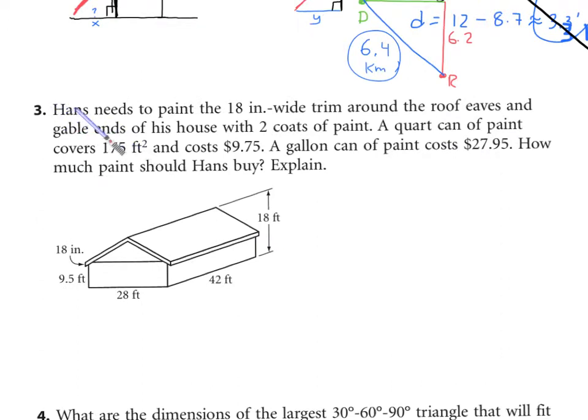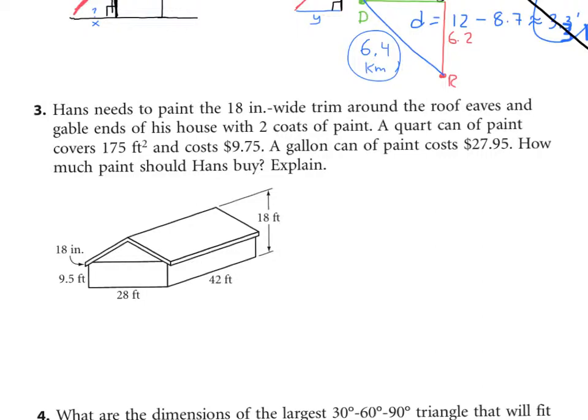Hans needs to paint the 18-inch wide trim around the roof eaves and the gable ends of the house with 2 coats of paint. So whatever we're going to do, we're going to double. A quart of paint covers 175 square feet and costs nearly $10. A gallon of paint costs $27.95. How much paint should Hans buy?